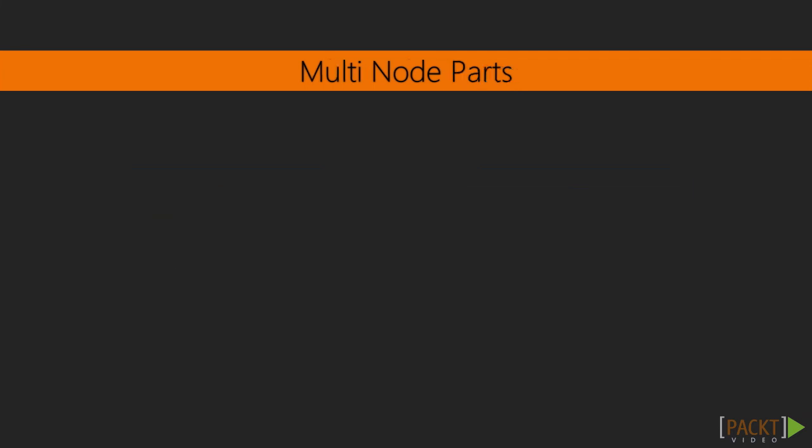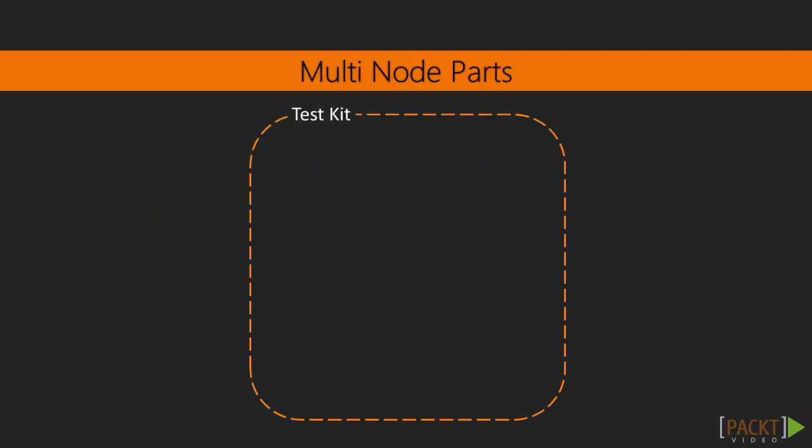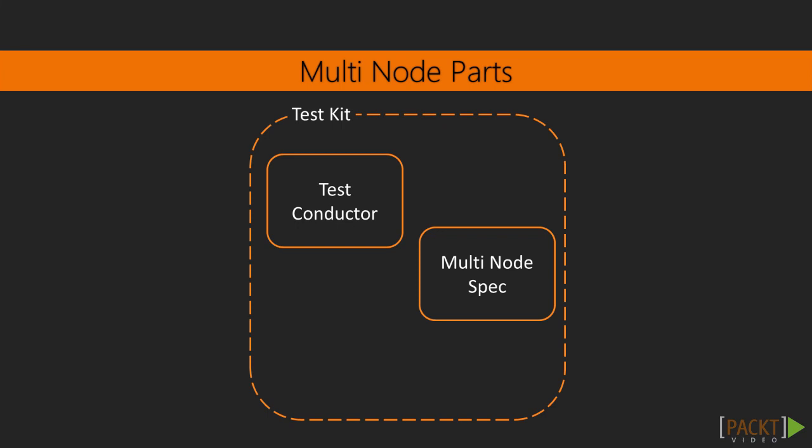First, let's discuss the main parts in the multi-node testing kit. We have three main parts. The test conductor is the basic part of the multi-node testing kit. It is used to coordinate the nodes participating in the test. The multi-node spec is a convenience wrapper for starting the test conductor and letting all nodes connect to it. The SBT Multi-JVM plugin is an SBT plugin that starts tests in multiple JVMs, possibly on multiple machines.